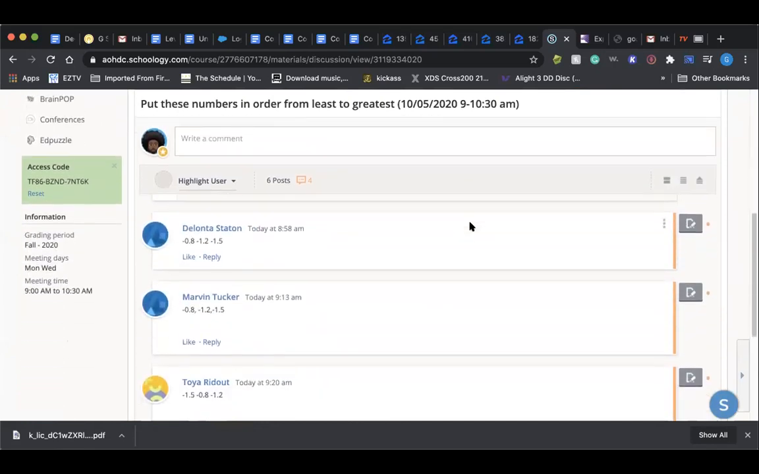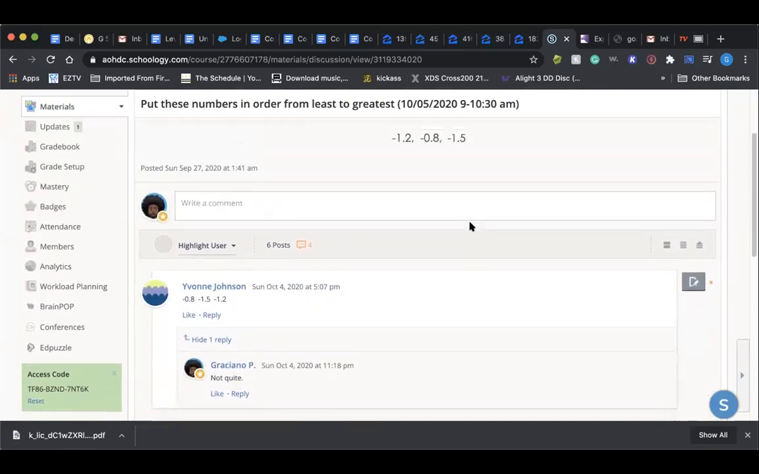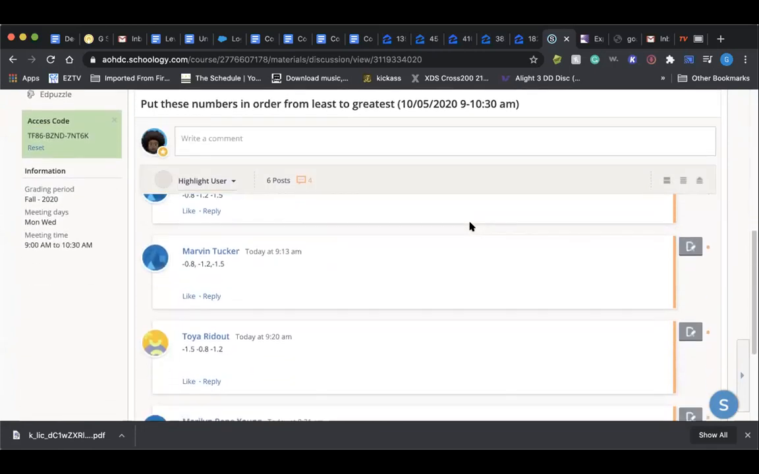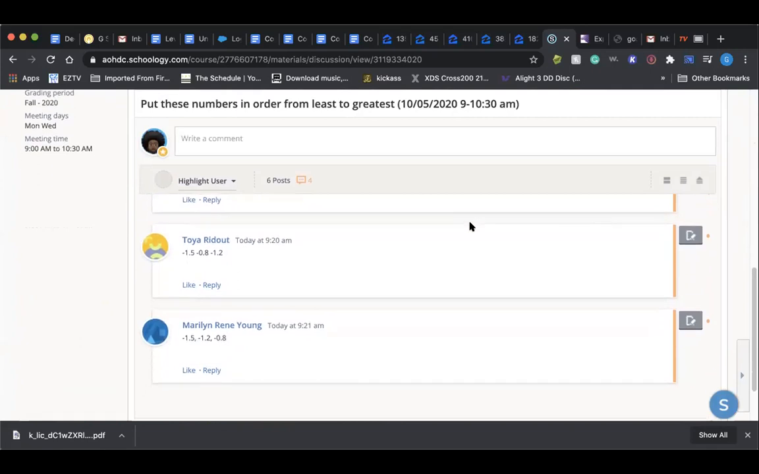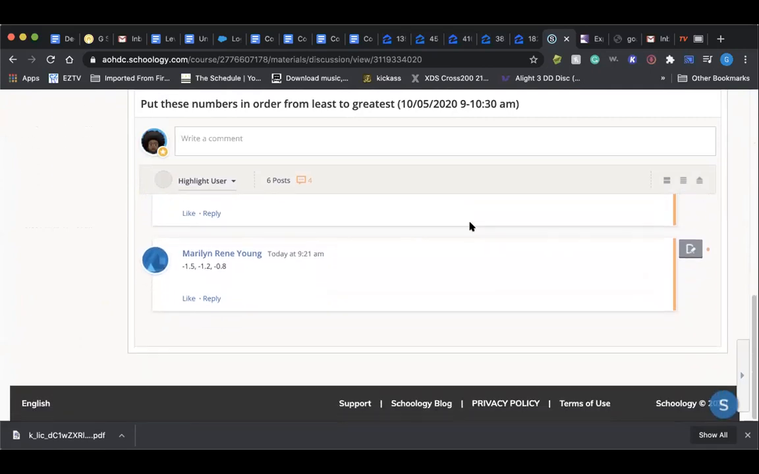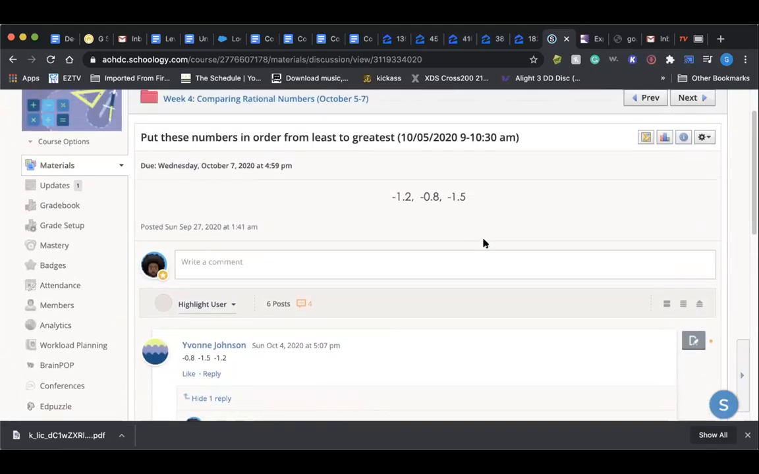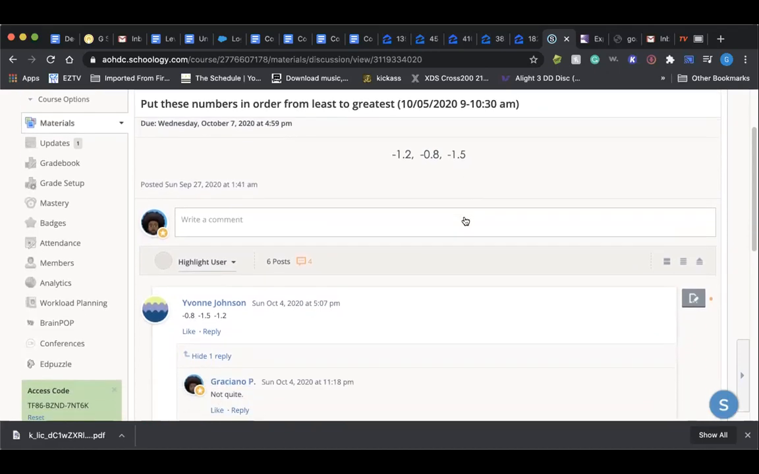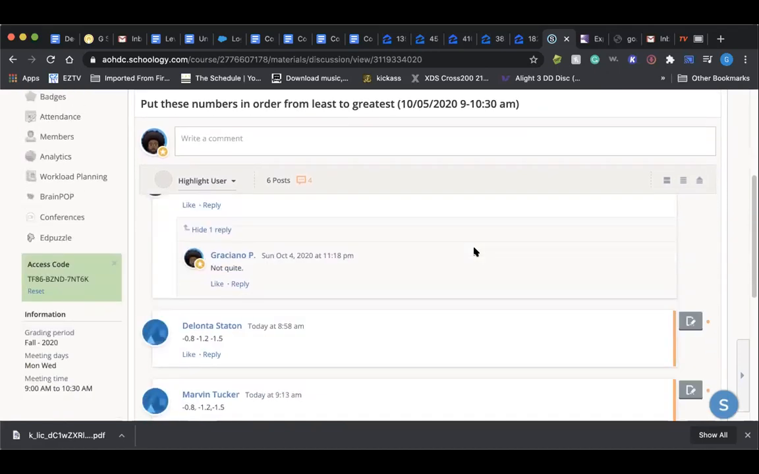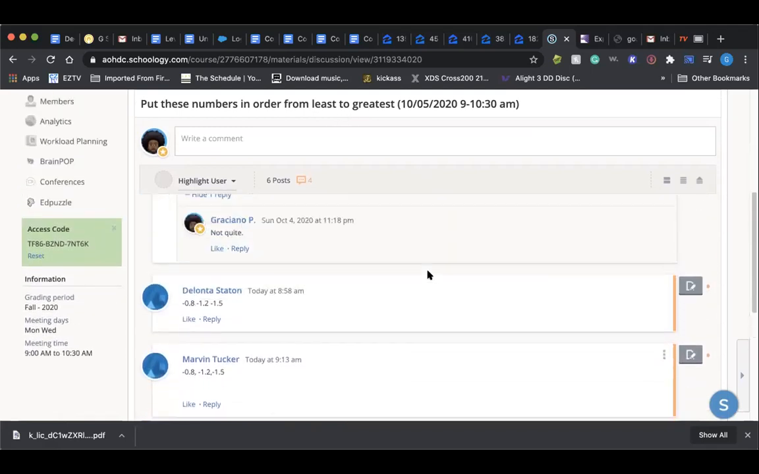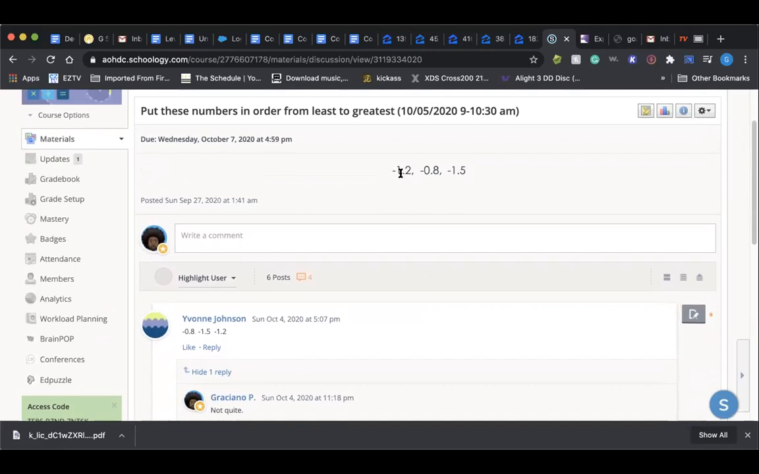And let's see, a few of you have put your answers in from least to greatest. I want from the smallest to the biggest. I have one person so far that has it in the correct order from the smallest to the biggest. So what is that order from smallest to biggest? Which number is the smallest? Negative 1.5.